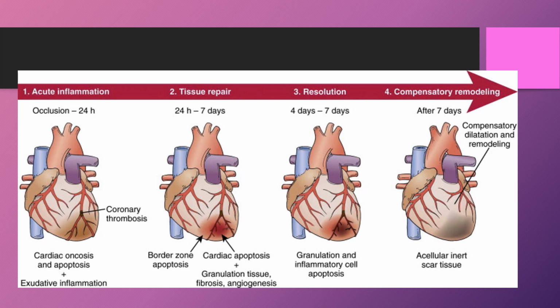Granulation and inflammatory cell apoptosis will occur within that first week as well. And those inflammatory cells will start to die off and lose their purpose. And then after 7 days, there's scar tissue that starts to form. You have compensatory dilation and remodeling that occurs within the myocardium.